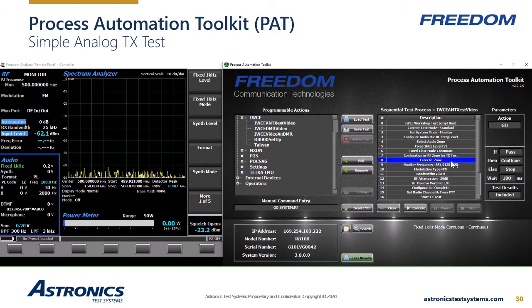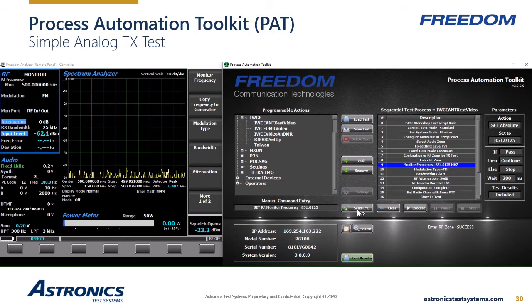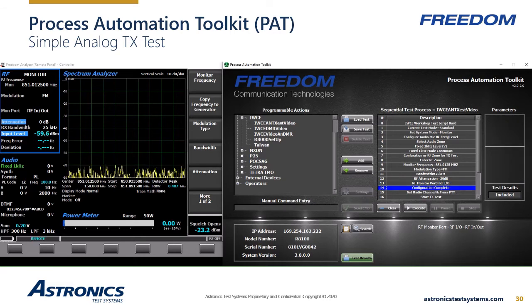Now I need to go to the RF zone, so line 8, command, sends me to the RF zone. Again, prerequisites: we must be in the RF zone to use RF zone commands. Next, I'm going to set the monitor frequency to 851.0125. Send command. Modulation type is FM. Bandwidth is 25 kHz. RF attenuation is 30 dB, sorry. RF monitor port, that's the port to which I've got the radio under test connected, is the RFIO. Send command. And that completes the configuration.